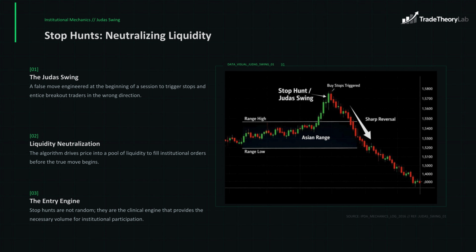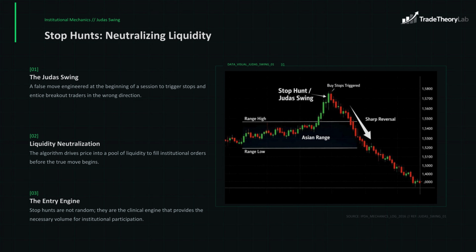The algorithm needs your stop loss to fill its own orders. It will give you a reason to enter, a reason to feel confident, and a reason to place your stop in a predictable location. Only then will it move against you. This is the clinical nature of the market. It is not personal, it is just the mechanics of liquidity.